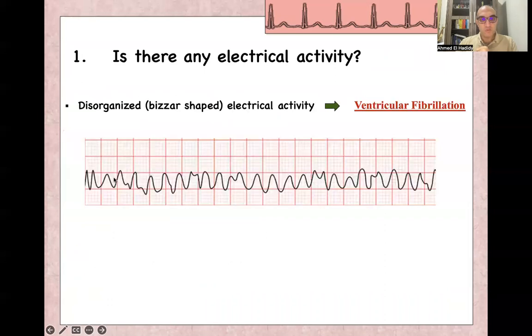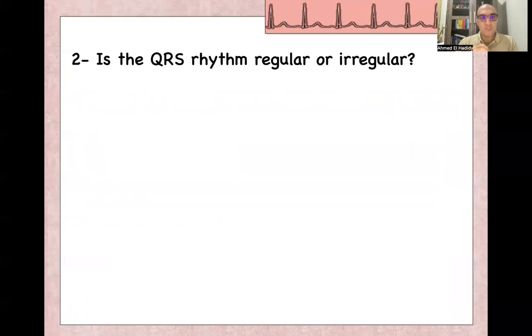Another form of electrical activity is ventricular fibrillation, which is disorganized or bizarre shaped electrical activity. This is ventricular fibrillation, and it is a rhythm of cardiac arrest.